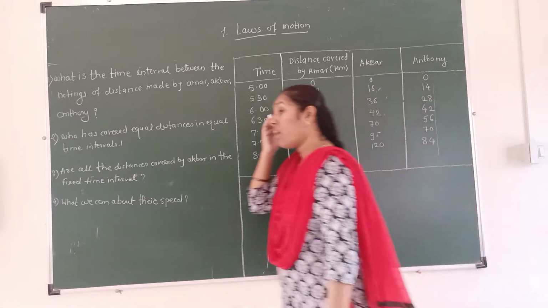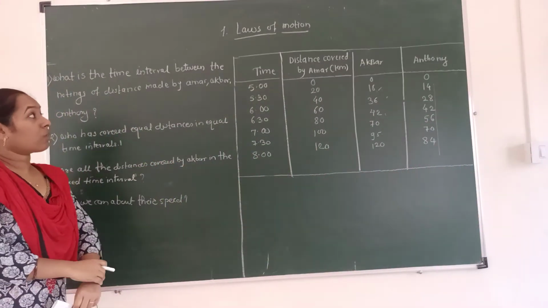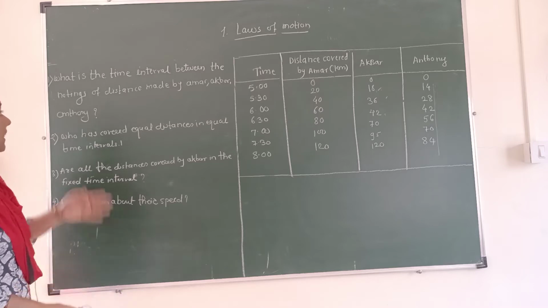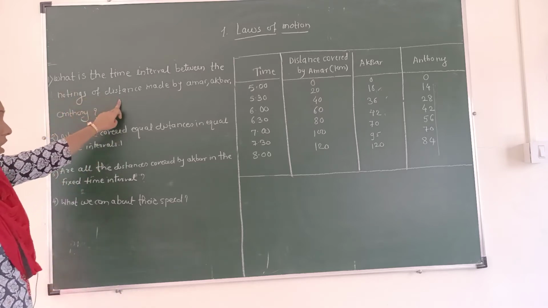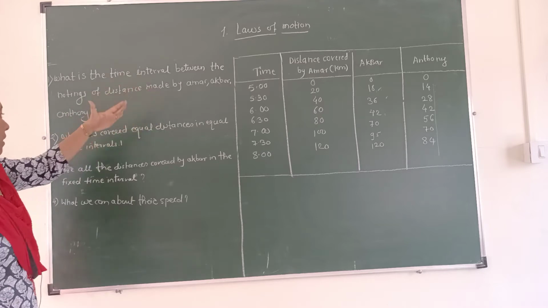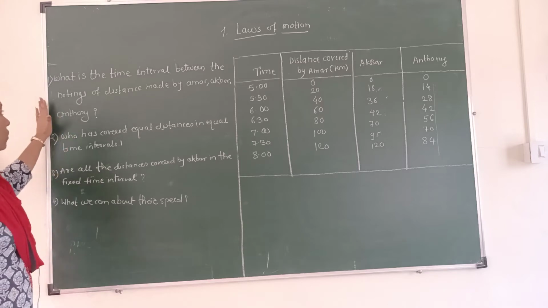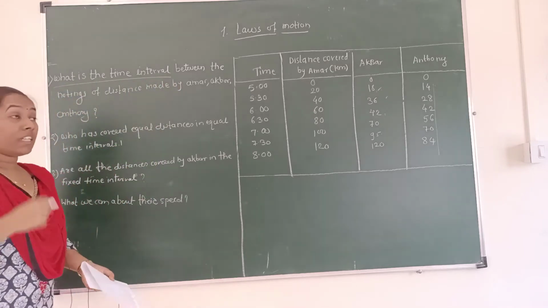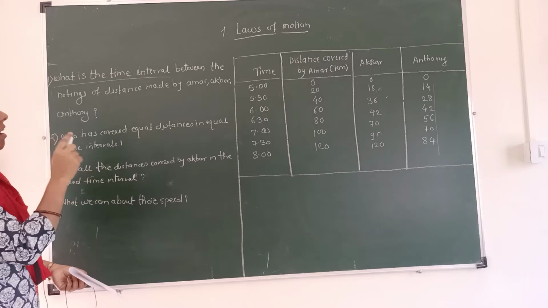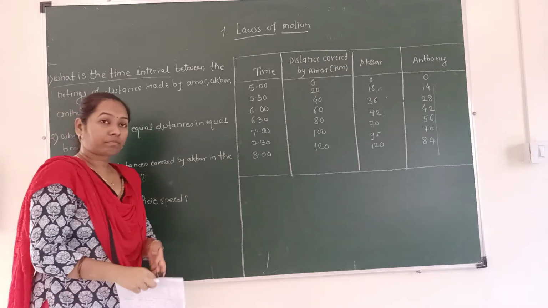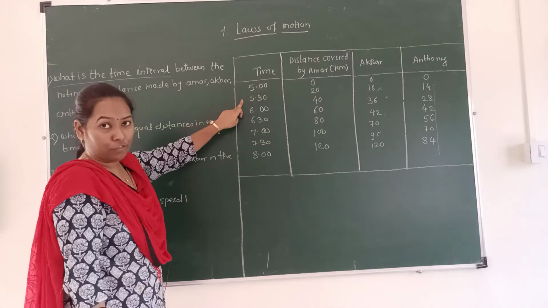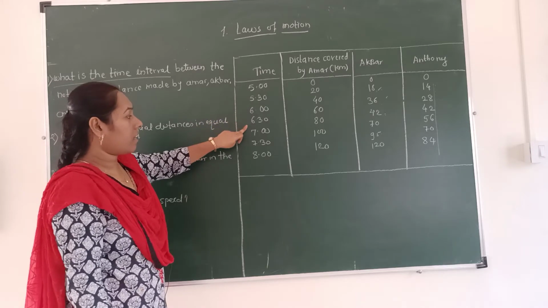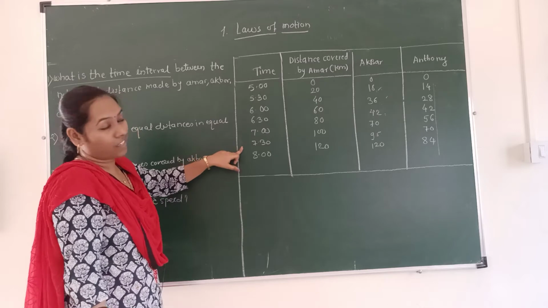Now we will learn the questions based on this activity. What is the first question? What is the time interval between the notings of distance made by Amar, Akbar and Anthony? How much is the time interval here? 5 to 5:30, again 5:30 to 6 o'clock, 6 to 6:30, 6:30 to 7, 7 to 7:30, 7:30 to 8 o'clock.